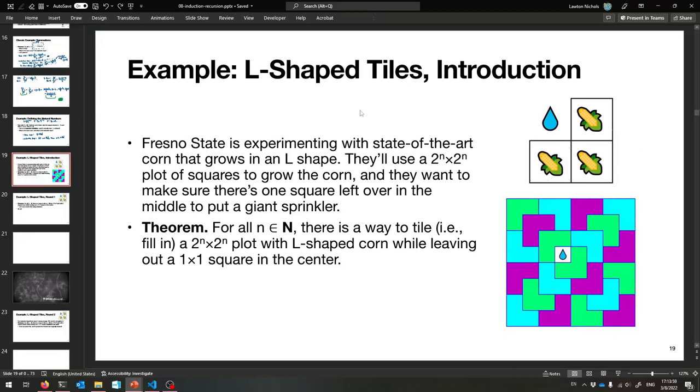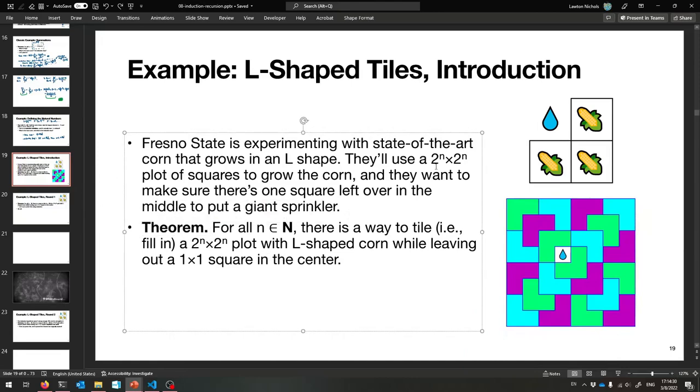And they have set aside a 2n by 2n plot of squares to grow the corn in, and they also want to make sure after they've filled in this plot with corn that there is one square left over somewhere in the middle. There's going to be four options for the middle, but that's close enough to the middle. There's one square left over in the middle to put a big sprinkler, because that's a good place to put one, right? So what we'd like to do is prove this theorem.